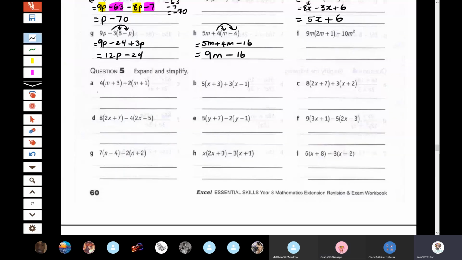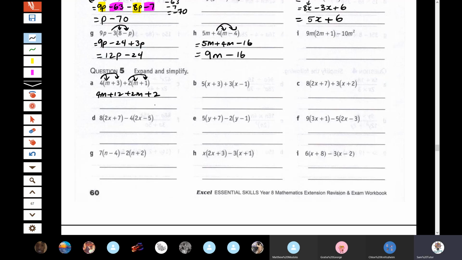Okay. Question 5A. This one here. Can you see how it's just 2 brackets? So we're not going to do anything fancy. It's just going to be exactly the same thing. You're just going to expand it twice. So very straightforward. Nothing new to learn here. And expand again. So 4 times m, 4m, 4 times 3, 12. 2 times m, 2m, 2 times 1, 2.